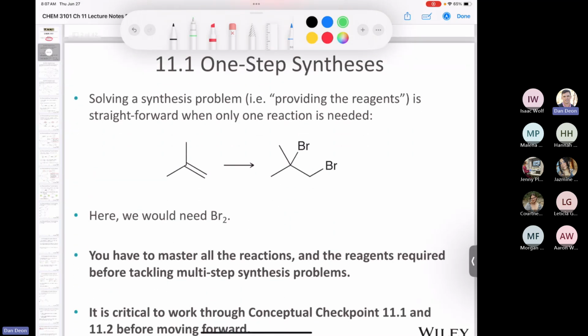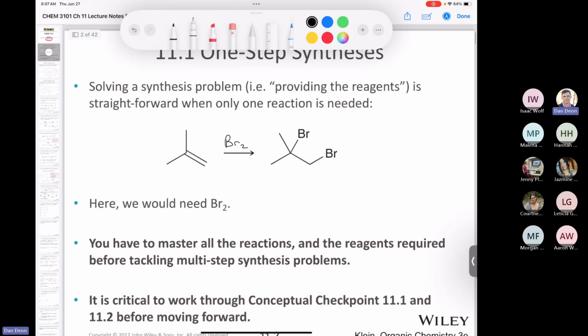And when it talks about a one-step synthesis, okay, let's say you wanted to take this compound, which is called isobutylene, and make this compound, which you could call 1,2-dibromo-2-methylpropane. Anyhow, let's say you wanted to do that. Well, you know that you just need one reagent to do a bromination, right? You react with bromine, okay? And you should know how to draw the mechanism of this reaction. You form the bromonium ion and all that kind of thing.